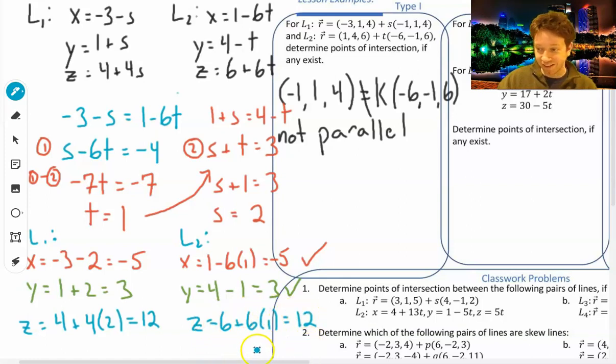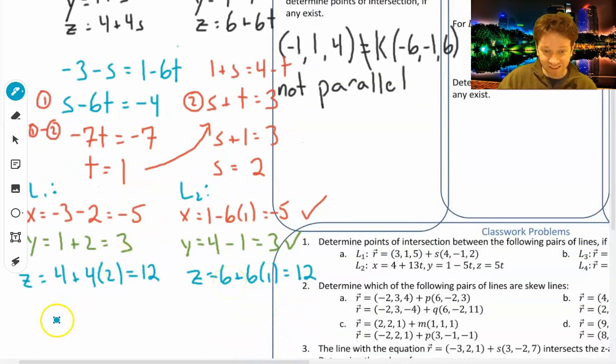So our answer then is, do they intersect? Yes. They intersect. And where do they intersect? They intersect at these coordinates, minus 5, 3, and 12.